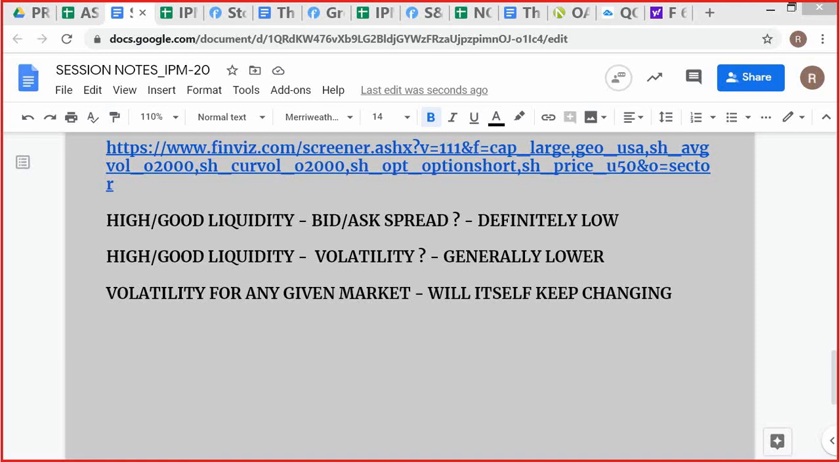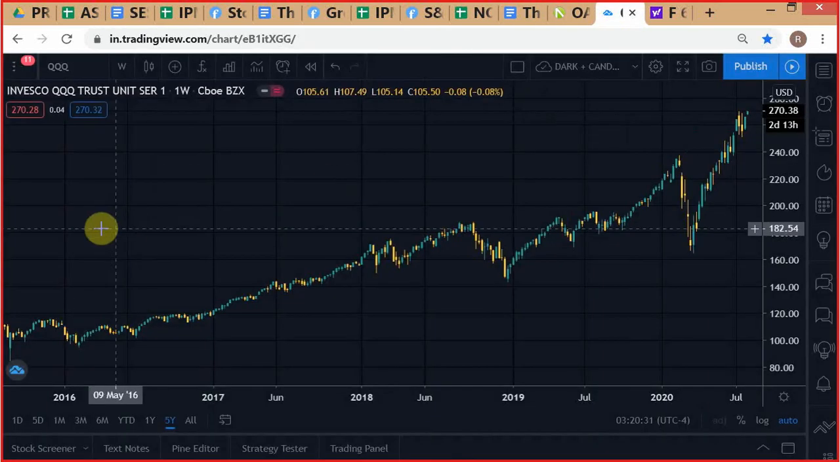So there are many ways to measure volatility. Let's look at where we have a historical volatility calculation. Okay, we can look at this. We have this QQQ, right? Let me see here.